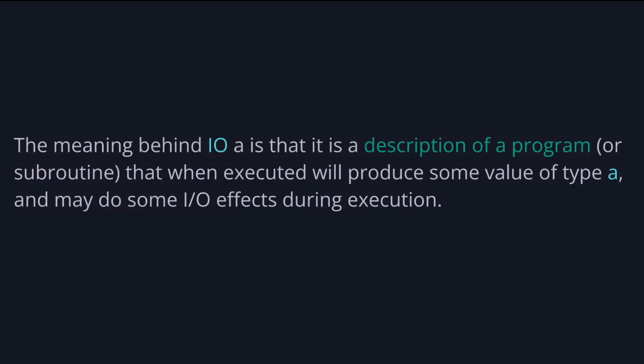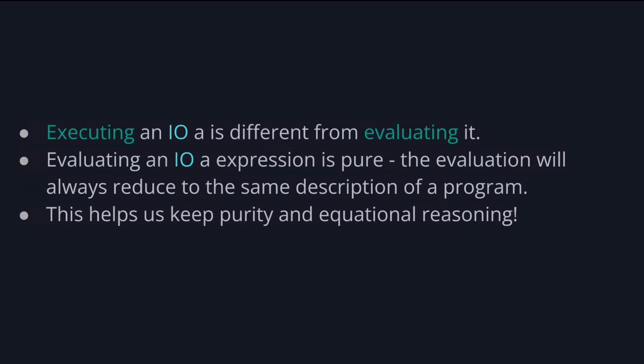The meaning behind I/O of A is that it's a description of a program or subroutine that when executed will produce some value of type A and do some input-output effects during execution. Executing an I/O of A is different from evaluating it. Evaluating an I/O of A expression is pure. The evaluation will always reduce to the same description of the program. This helps us keep purity and equational reasoning.